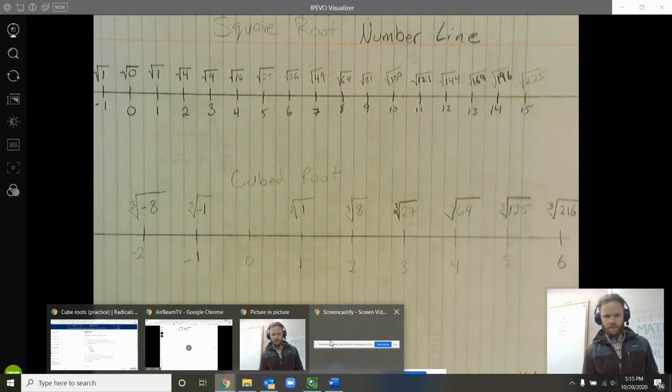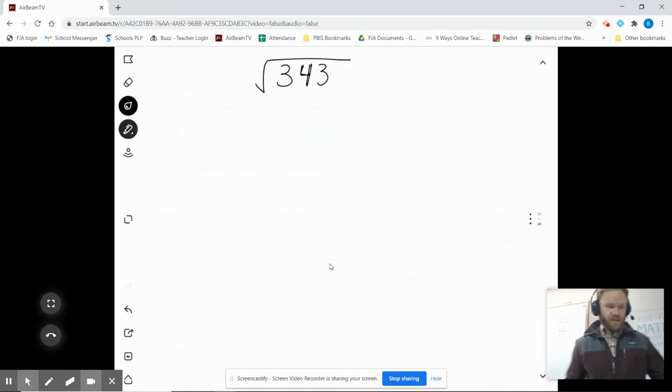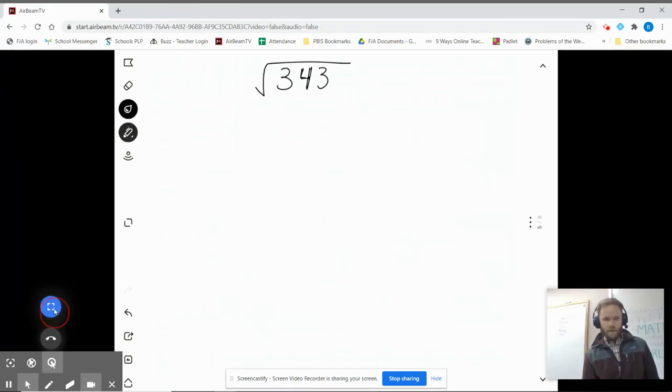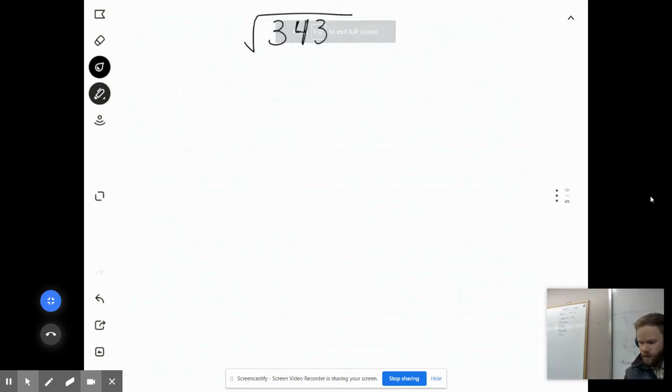So I'm going to just pop this open really quickly here. Now, we just wrote down a whole bunch of those cube roots, so hopefully you have that all down. But what if we're asked, hey, what's the cube root of 343? How do we figure that out?